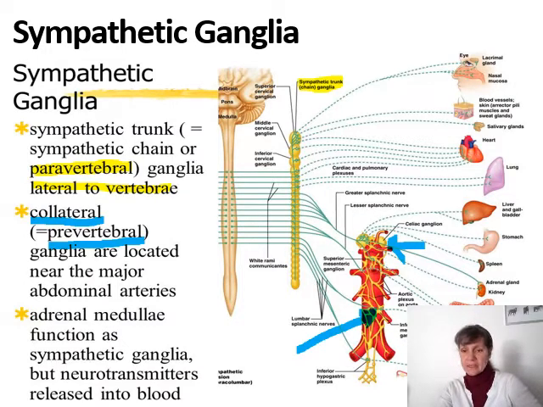The adrenal gland is made up of two portions. There's an outer portion, which is the adrenal cortex, and an inner portion known as the adrenal medulla. And the medullary portion of the adrenal gland also has a sympathetic function. They function like sympathetic ganglia. However, they release neurotransmitters into the blood. They're not technically sympathetic ganglia, but they have a similar function.